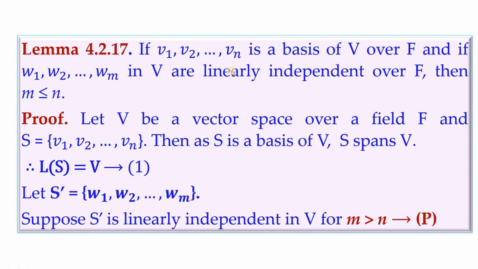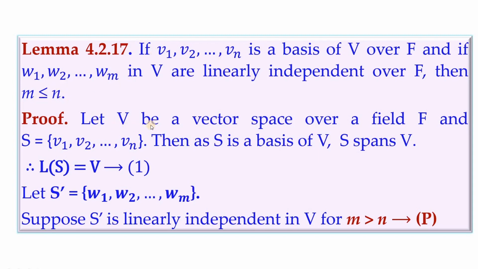If v1, v2 and so on vn is a basis of V over F, and if w1 etc. wm in V are linearly independent over F, then m is less than or equal to n. That is, it says that if the dimension of V is n, and if we have m linearly independent vectors, the relation between this m and this n is m is less than or equal to n.